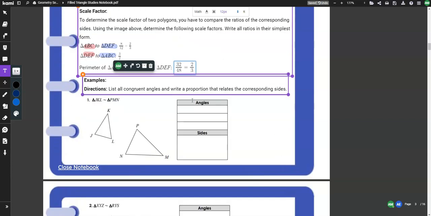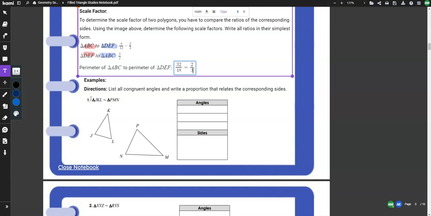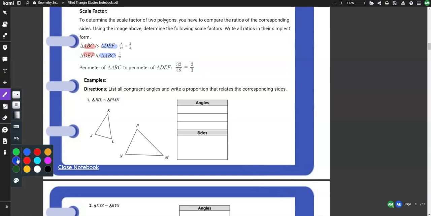So the scale factor of perimeter will be the same as the scale factor for the sides. So first of all, let's go ahead and list all our congruent angles here. And we're going to mark them as well, write a proportion that relates to the corresponding sides. So I'm going to use my drawing tool. It says JKL is similar to PMN.